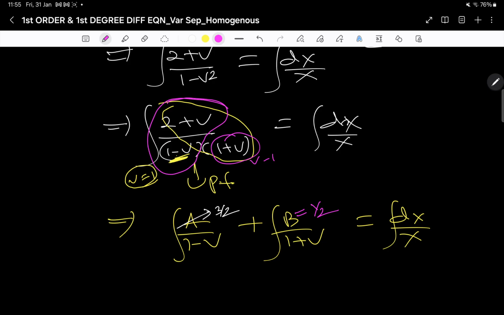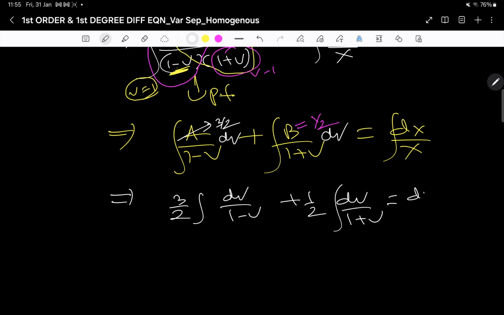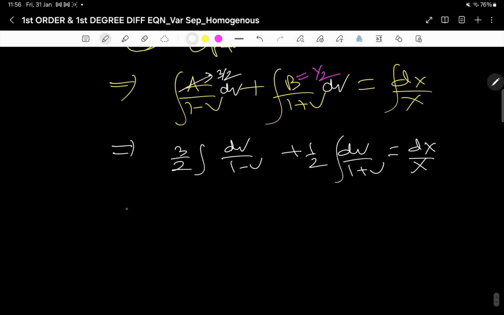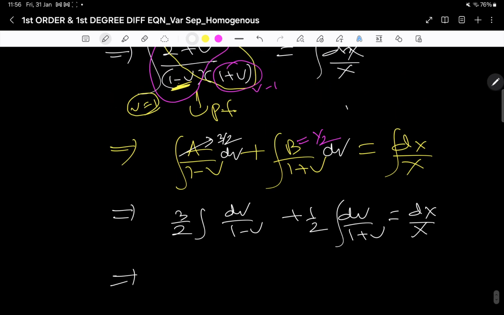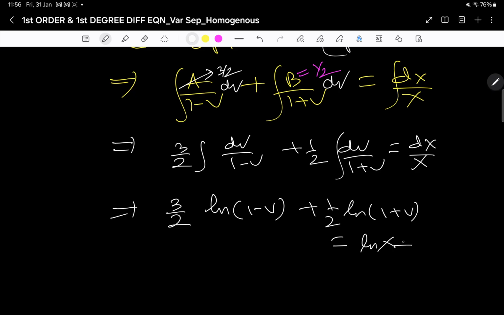So if you simplify it, 3/2 dv/(1 - v) + 1/2 dv/(1 + v) = dX/X. This is because of your partial fraction. Now if you simplify, it is 3/2 ln(1 - v) + 1/2 ln(1 + v) = ln X + ln c1, say. Actually, one minus sign will be there.